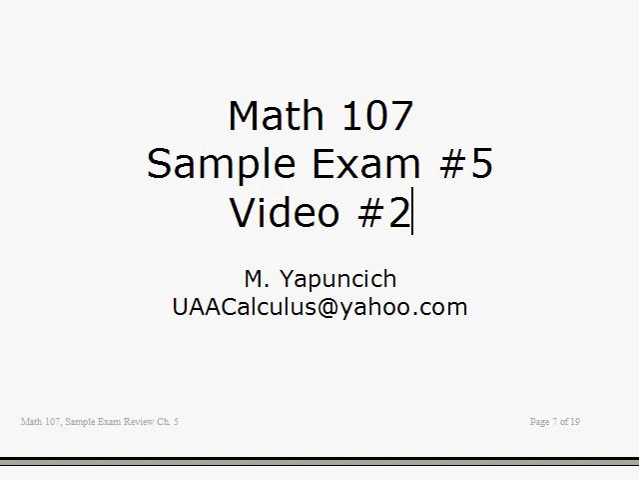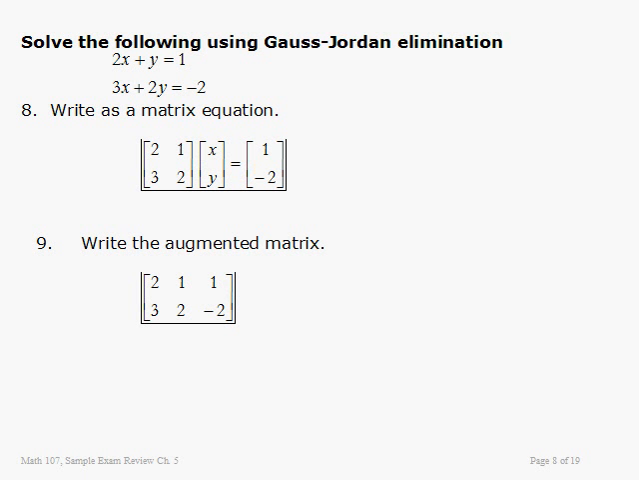Here's video number 2 for exam number 5 for Math 107. In this case, you're supposed to perform a Gauss-Jordan elimination, but there are no hints. However, the matrix is very simple.